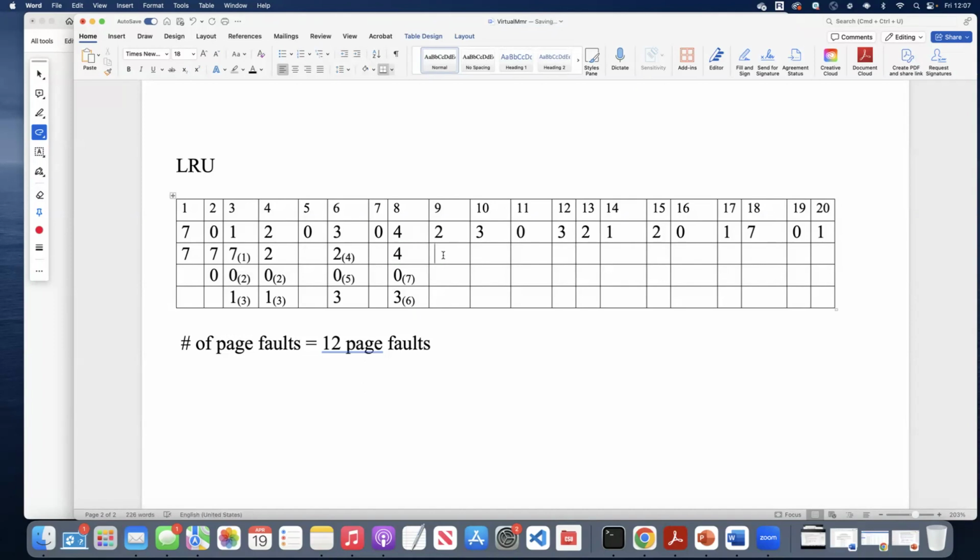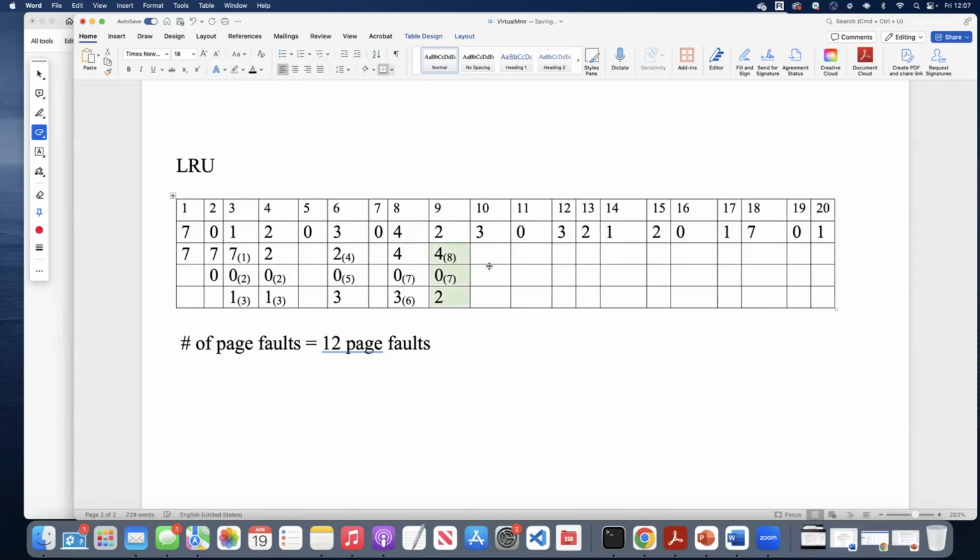And then page 2 is needed. Page 4 is accessed at time 8, page 0 is accessed at time 7, and page 3 is accessed at time 6. So page 3 is the victim page. It has not been used for the longest period of time compared with page 4 and 0. So we use page 2 to replace page 3.